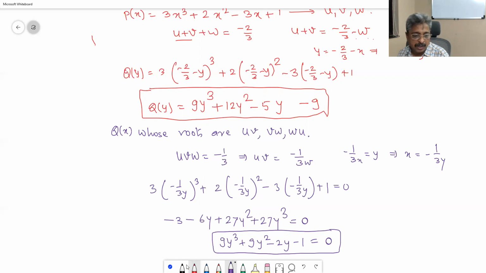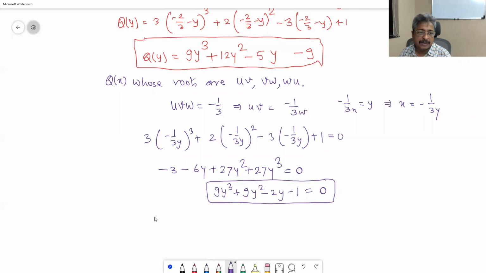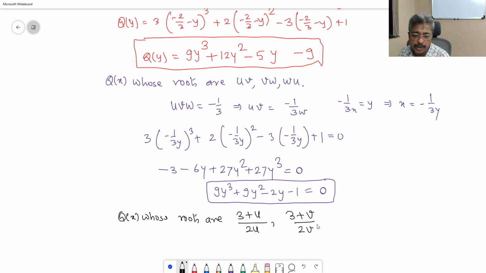Okay, now next one. Construct polynomial q of x whose roots are (3 plus u) upon 2u, (3 plus v) upon 2v, (3 plus w) upon 2w. Do it.